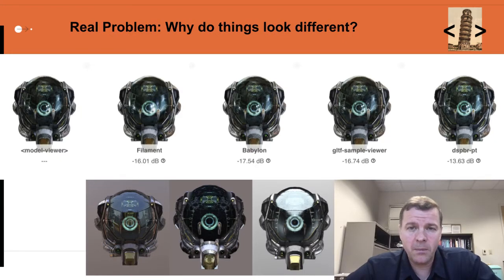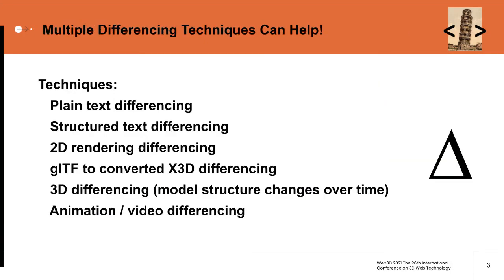The main point of our paper is to walk through different differencing methods that are useful in helping find out why models look different. There are several different types of differencing techniques that we use. The first is plain text differencing. It allows us to find the differences between two models that are represented by just plain text documents. The second is structured text differencing, such as the differencing between two XML documents.